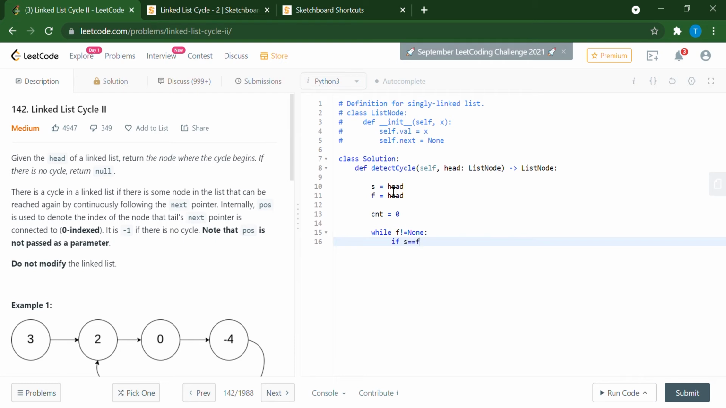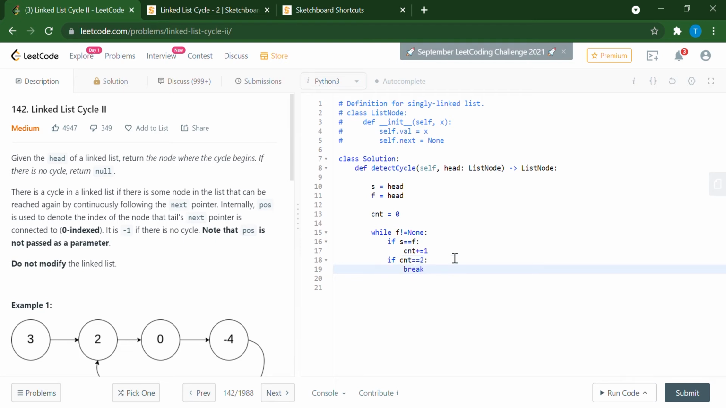If s is equal to f, then count plus is equal to 1. And I've already discussed this in my previous video, so if you guys are a little lost as to what I'm doing here, you should just go and check that out. Okay, yeah, it's fine now. So if count is equal to 2, then break.